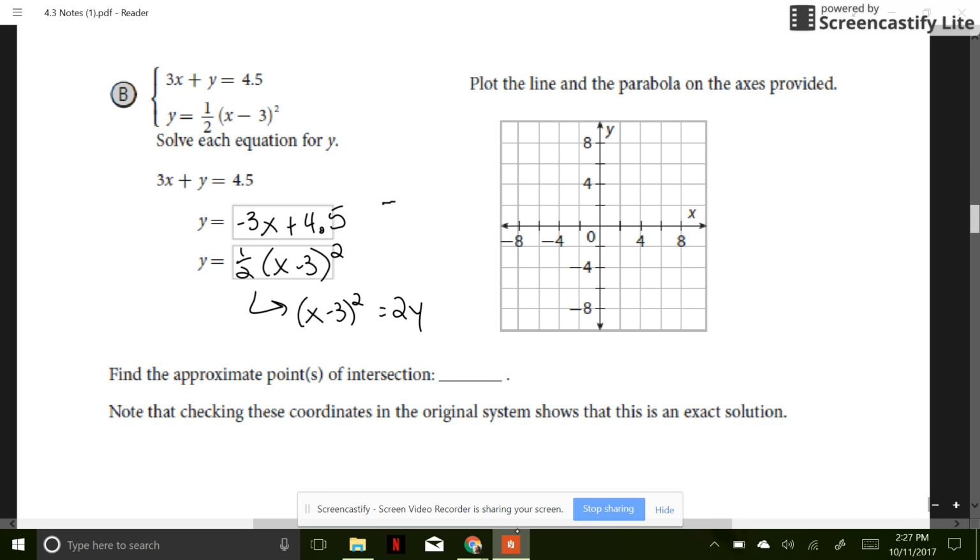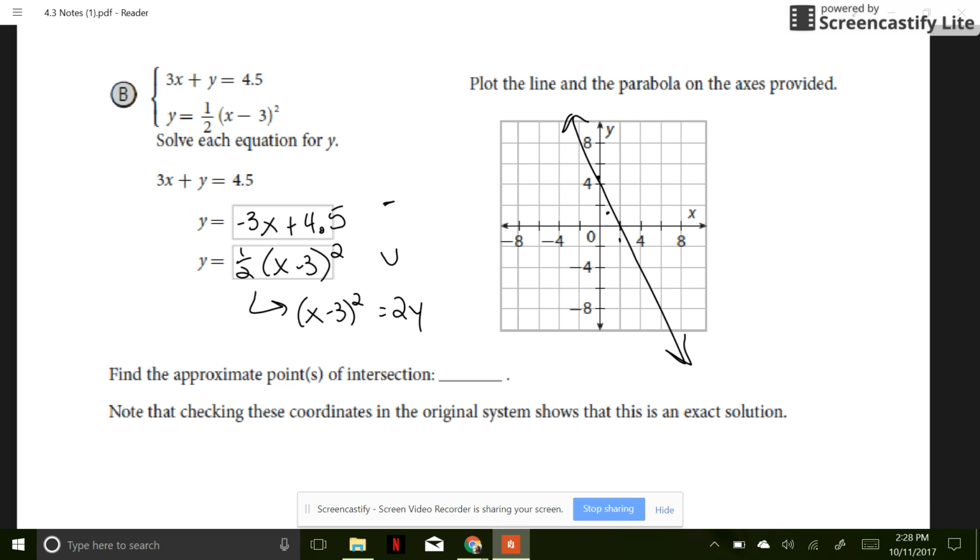So our first line here, this is going to be our parabola. So our line has an intercept at 4.5 and a slope of -3. So I'm going to kind of approximate here. Somewhere around here, I think. Plot a couple points and graph it. So that's a very bad rough sketch of our line.